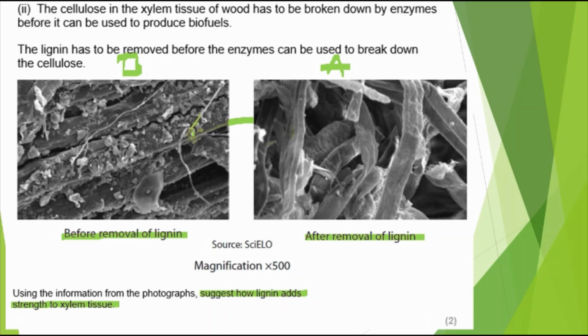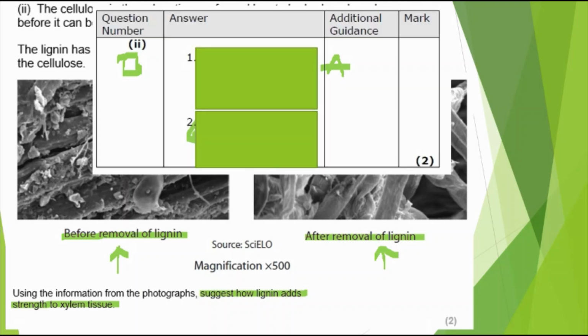We need to link this back and think, how does lignin add strength to xylem tissue? What evidence do I have in this picture that says that this photo looks more stable and more strong? And what evidence do I have from this picture that says that it's weaker or less strong? Let's look at our two things.